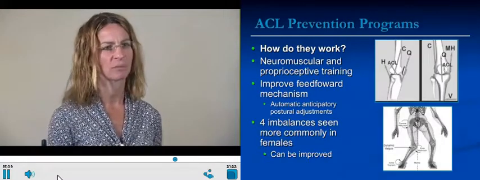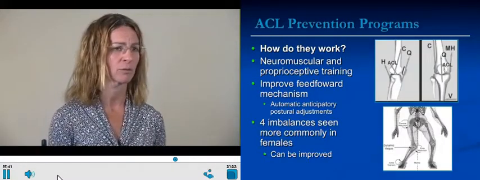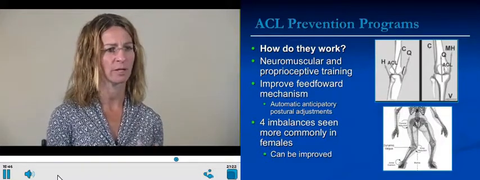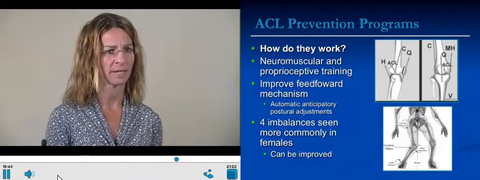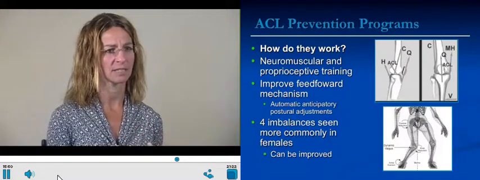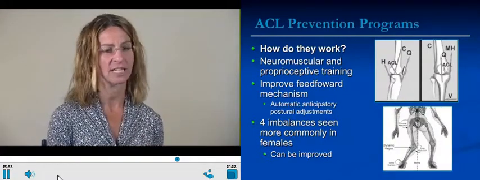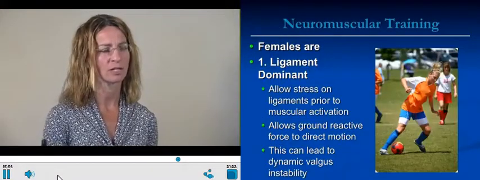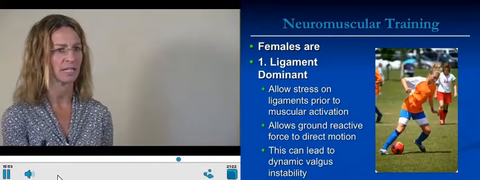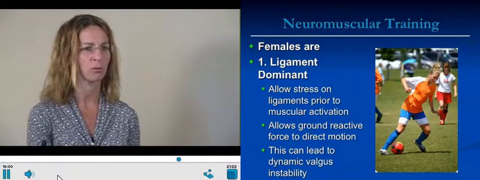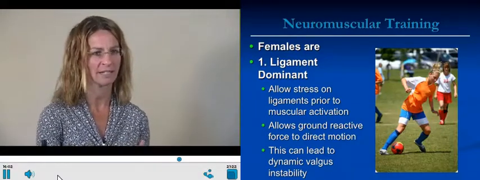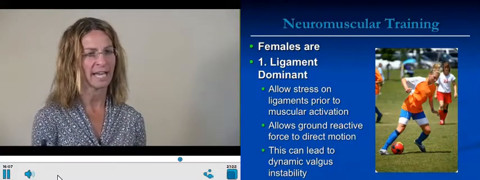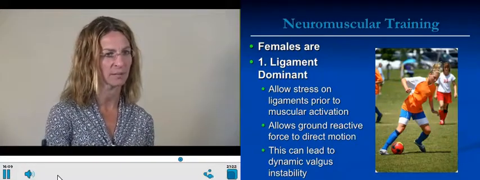So how do these ACL prevention programs work? Well, they work through neuromuscular and proprioceptive training, and they improve feed-forward mechanisms. Basically, there are 4 imbalances seen more commonly in female athletes, and all of these imbalances can be improved, thus reducing injury. Number 1, females are ligament dominant. They allow stress on their ligaments prior to muscle activation. So we're not allowing our muscles, our quadriceps and our hamstrings, to fire enough, and all that stress is being taken up by the ligaments.